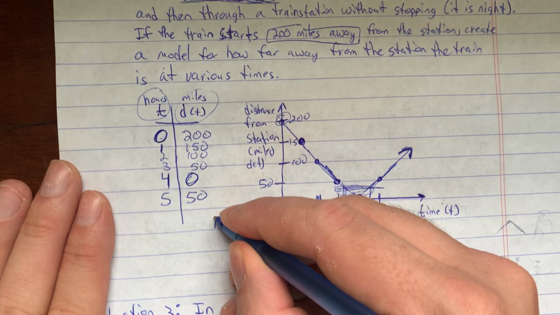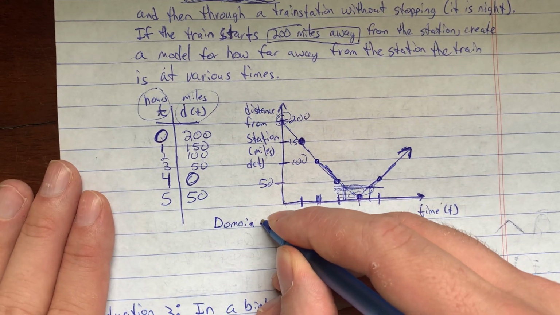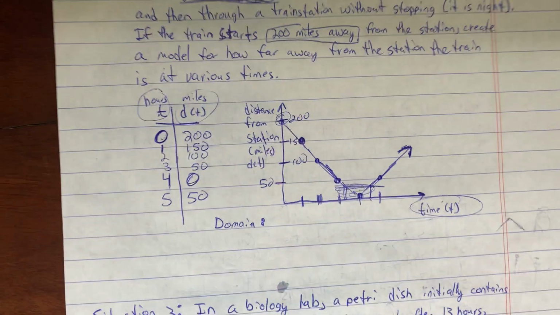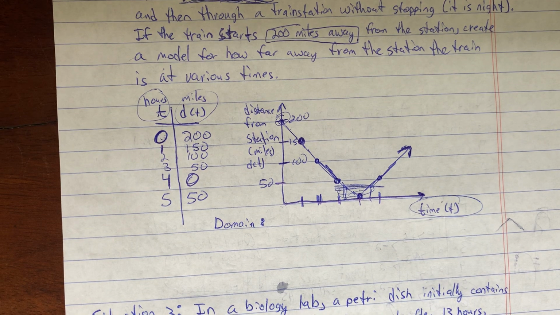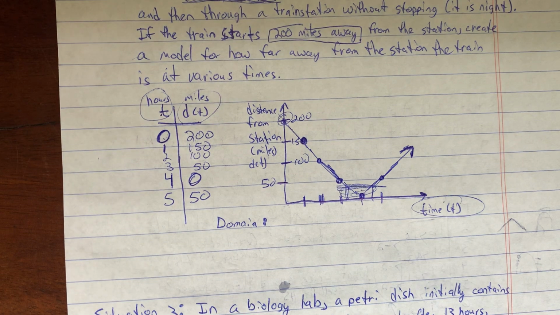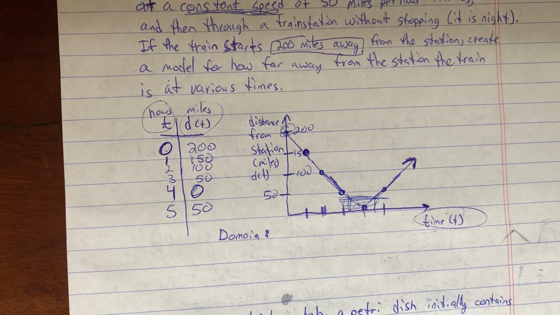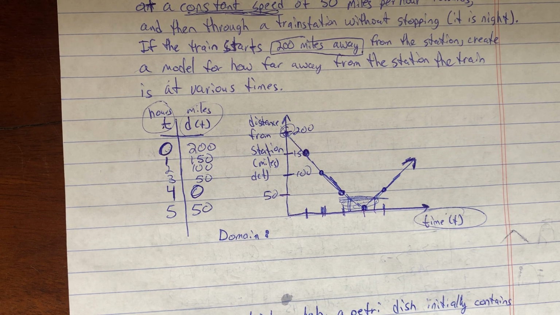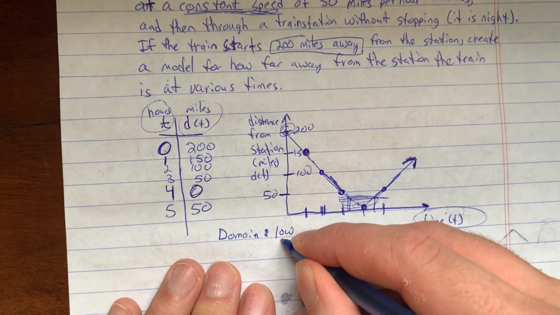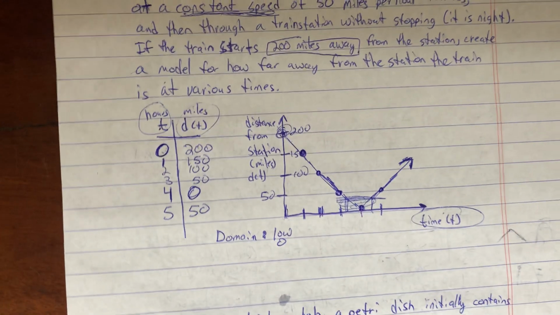We also want to be able to say a domain and a range. So the domain is what are the possible times that make sense. And we always want to start out with, is there a lowest time that makes sense? Well, they told you the train started traveling, right? And it started 200 miles away. We don't know if this model applies before then. Maybe the train was stopped or hadn't gotten up to 50 miles per hour yet. And so we can't really go backwards in time. And so the lowest value is going to be 0 hours, because we don't know what happened before then.